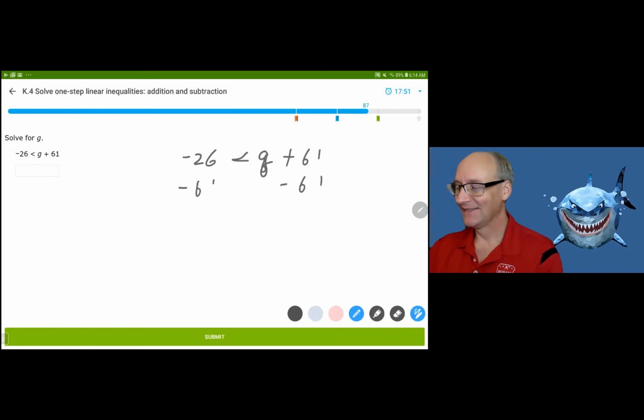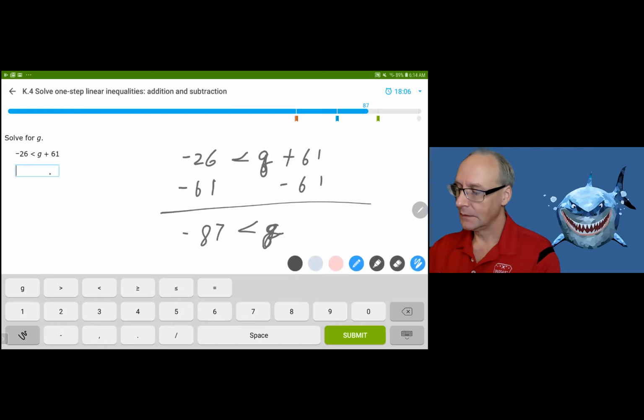Negative 61. I'm going to subtract 61 from both sides, and I'm going to get g is greater than negative 87. So I'm just going to write it in that order. Negative 87 is less than g. And I'm going to double check my work this time. Yeah.